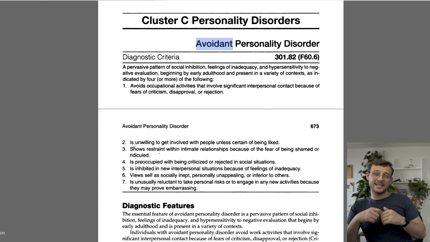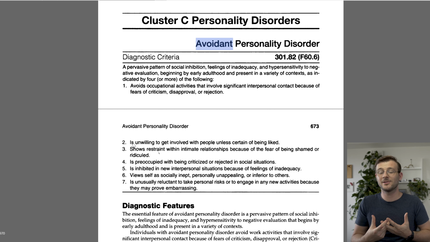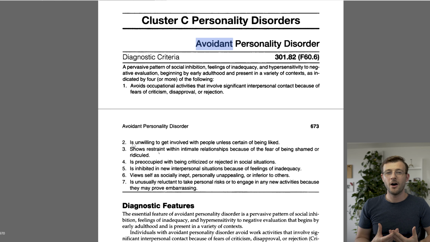The second criteria is the kind of hesitancy in getting involved with people unless they're certain of being liked. And that's very difficult because you can't control how people will feel towards you in life. And so they might not have a large number of close, intimate relationships, or none. And it's not because they don't want close, intimate relationships. It's because they, or you, might just be so scared of being negatively evaluated or criticized or not loved by the person that you want to be close with.